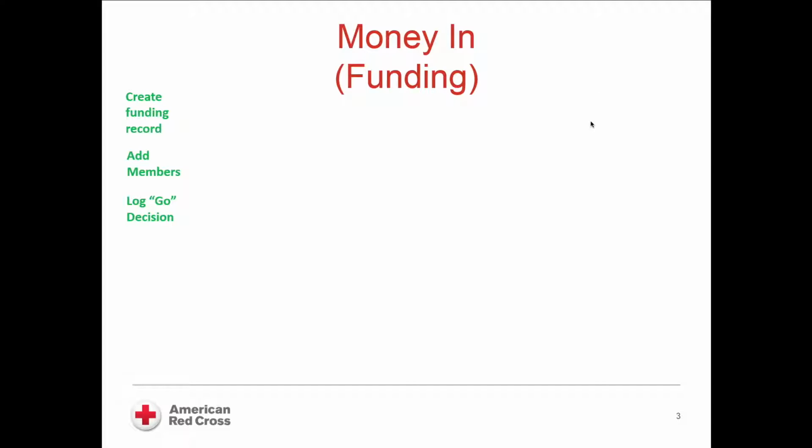After logging the go decision, at this point you can create the projects that will be associated with this funding and assign budgets to them. This is a step that was done much later in the process before, and it can now be done right at the same time as all of this other stuff: creating the funding record, adding the members, basically setting up everything at the outset so that it's a smooth process moving forward. And I'll explain how to actually do that.